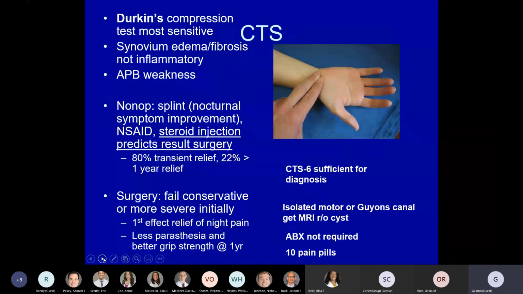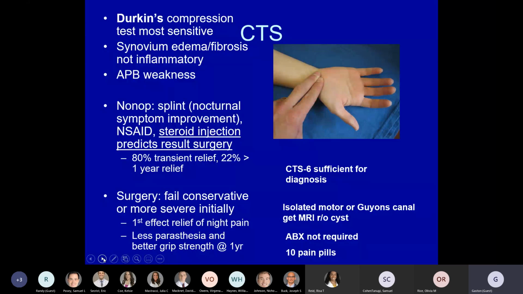Carpal tunnel has gotten a lot of questions, and these are basically all questions from the last several years. The most sensitive physical exam maneuver is the Durkin compression test, which is on the right, putting pressure and it reproduces their symptoms. Remember, the pathology is edema and fibrosis, not inflammation. The muscle that you should look for weakness in is the APB. That's also the most important muscle in opposition.